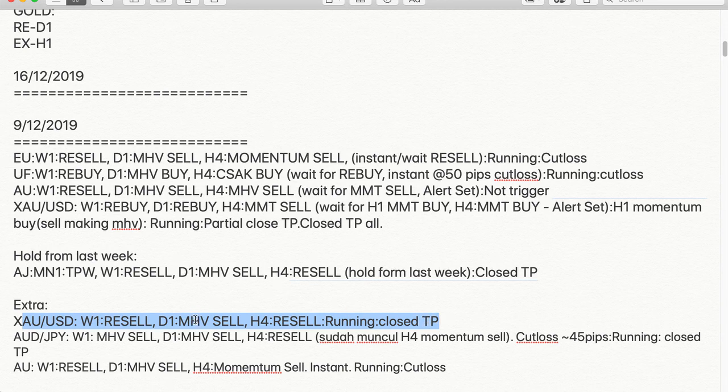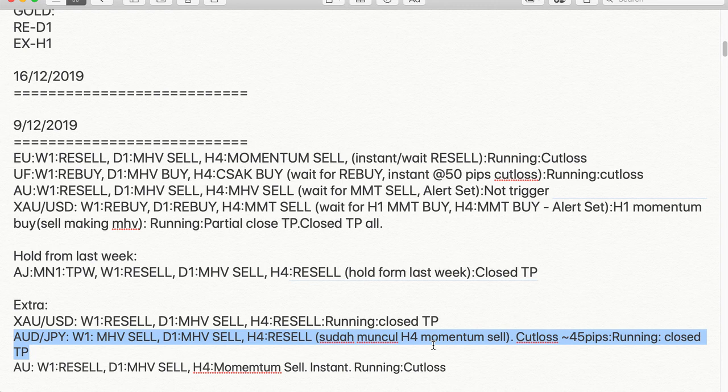For AJ, there was additional signal from the group, but we take the signal, and then the first entry that we have, we cut loss about 45 pip, and then we enter again, and we close TP for that. So that's all for last week.